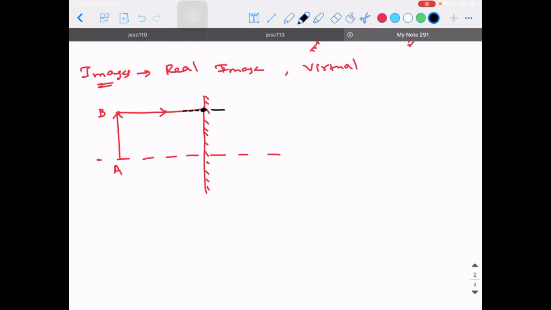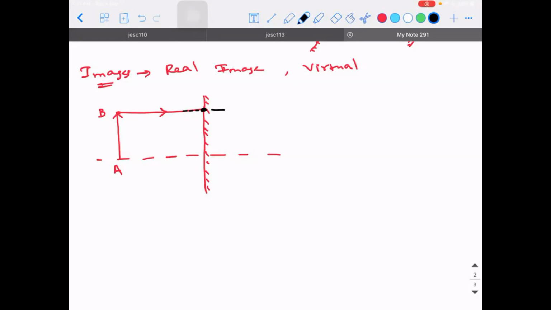Now, with respect to the normal, what is the angle of incidence? 90 degrees? It is a common mistake. I know you'll tell this answer. It is 90 degrees with respect to the mirror. But what is the angle of incidence? It is 0 degrees.